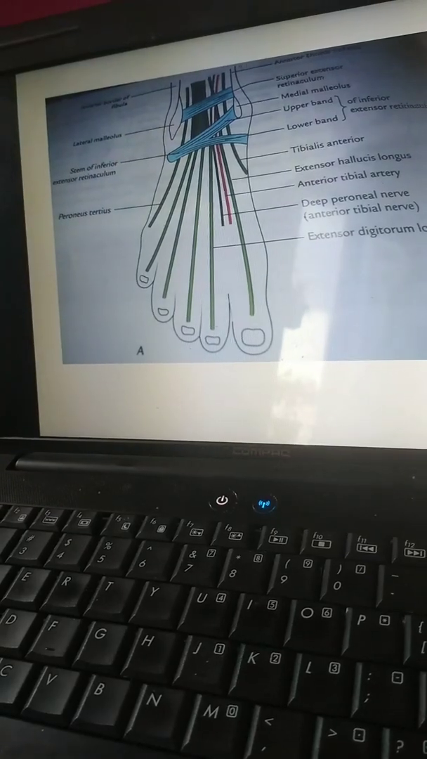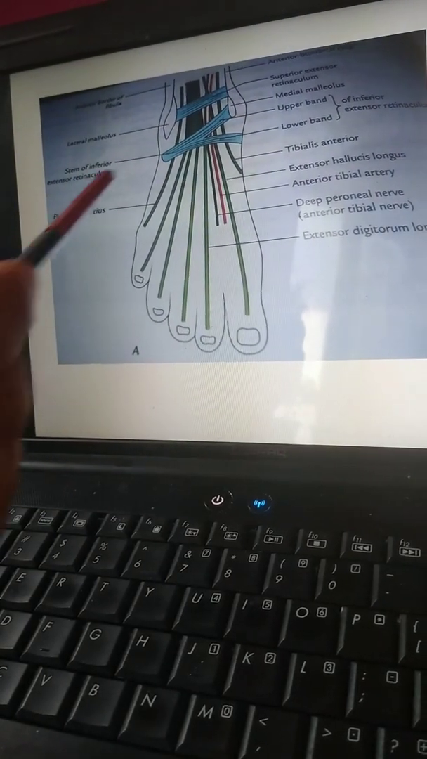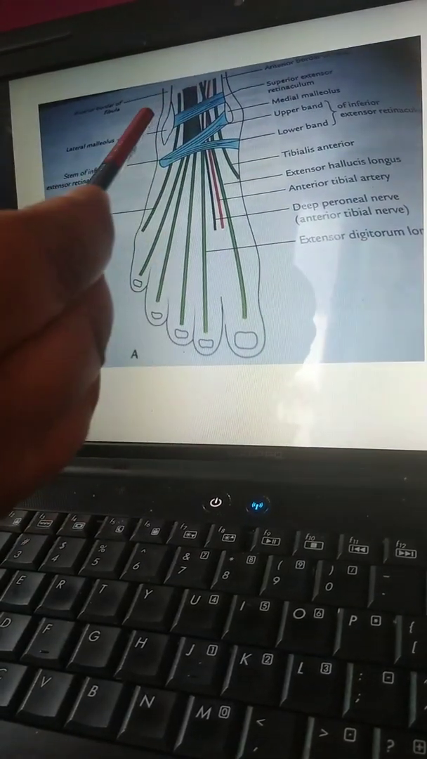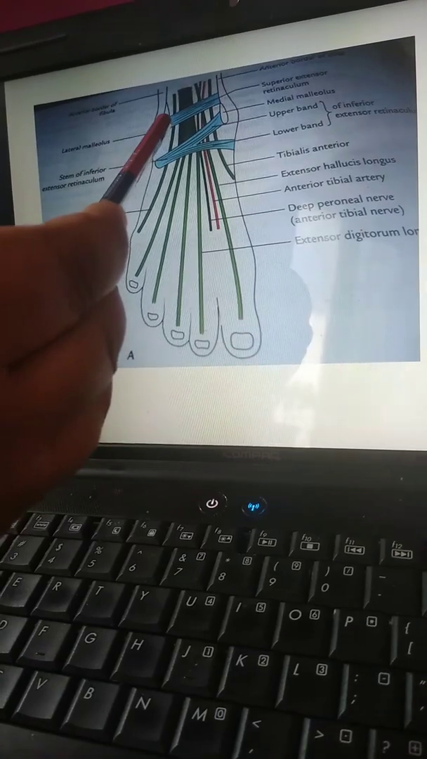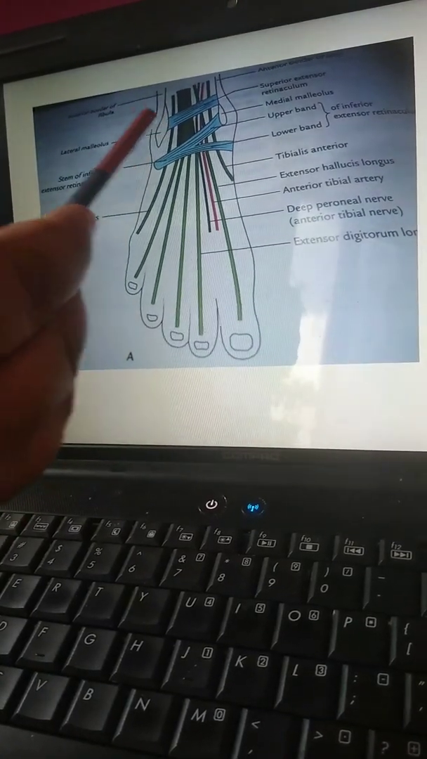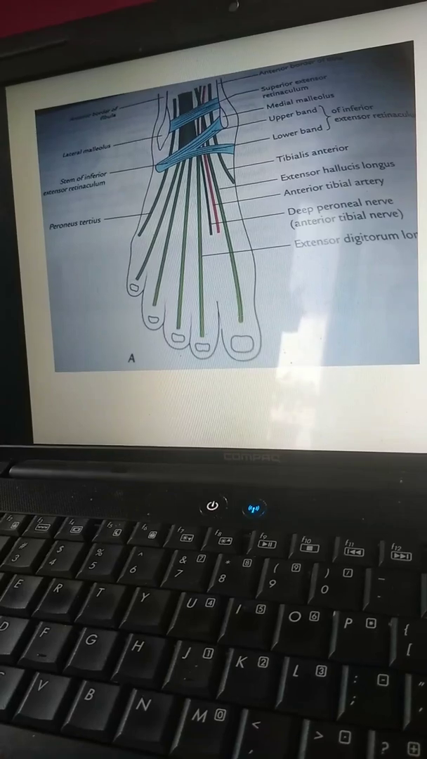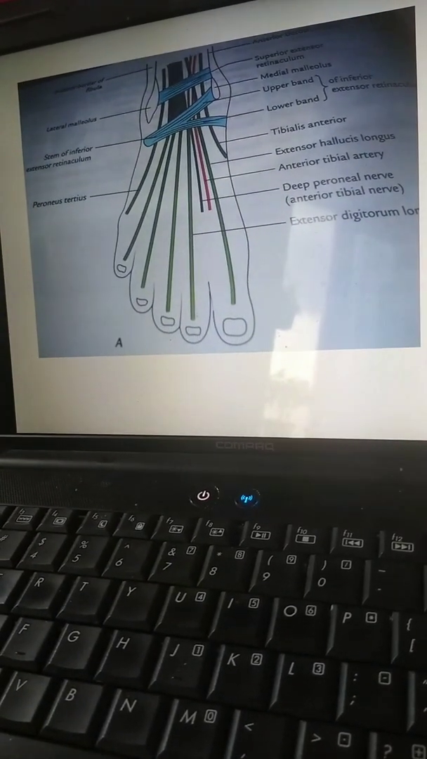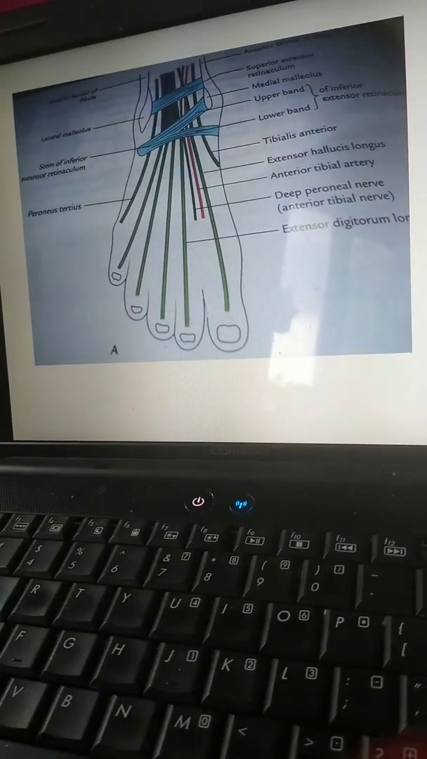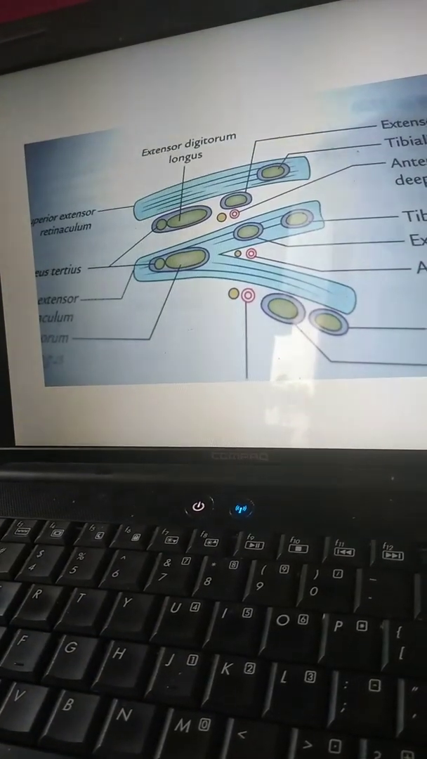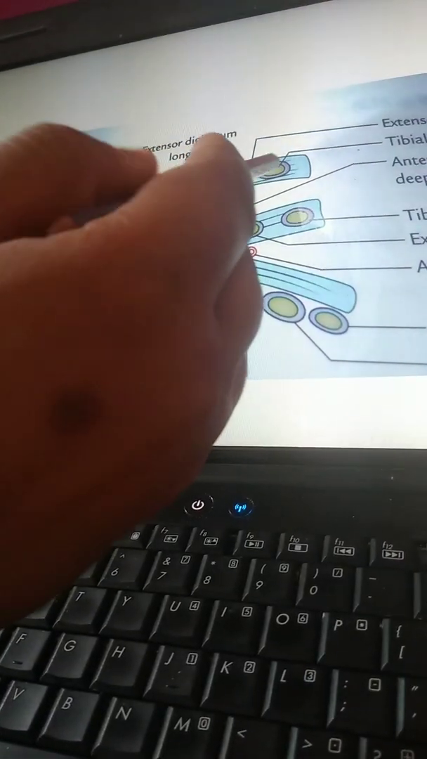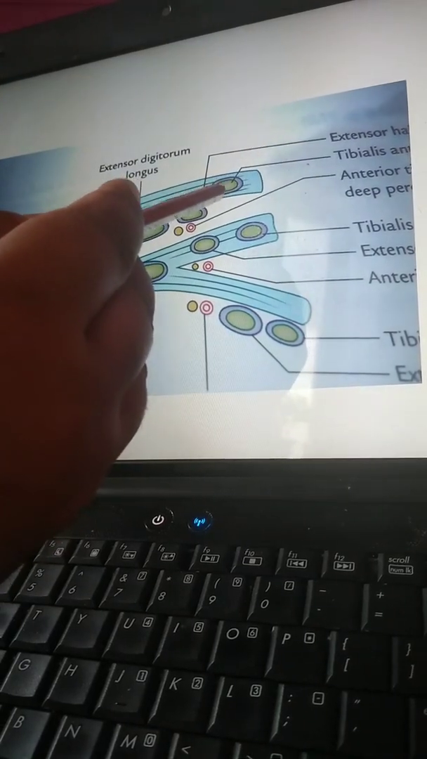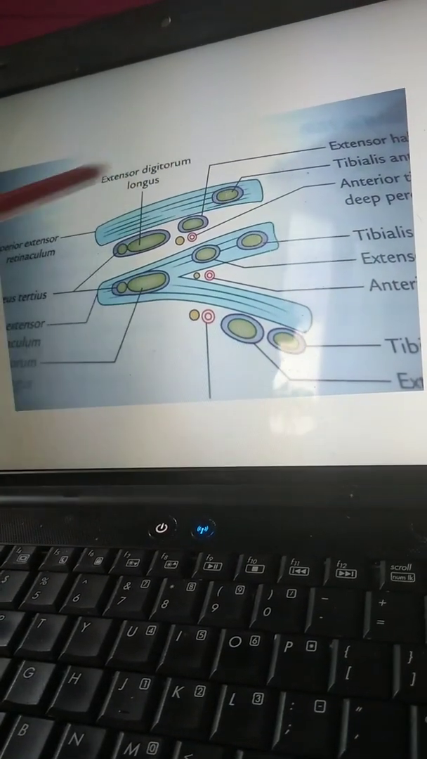Medially, it is attached to the lower part of the anterior border of the tibia, and laterally it is attached to the lower part of the anterior border of the fibula. Medially, this is the superior extensor retinaculum, it splits to enclose the tendon of tibialis anterior along with the synovial sheath.